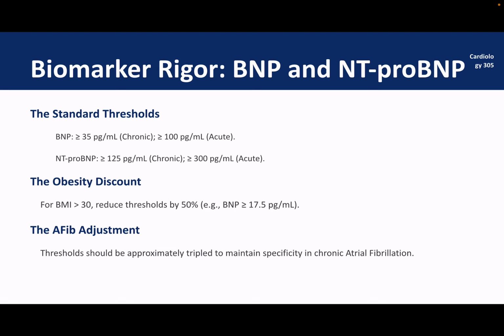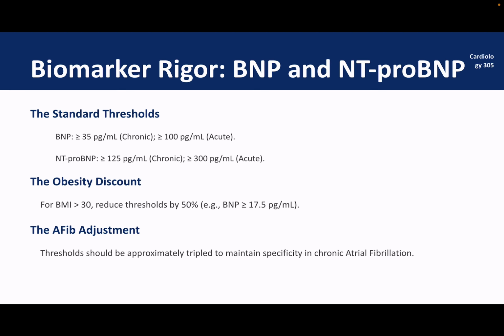The standard thresholds: a BNP greater than 100 in acute settings, greater than 35 for chronic, NT-proBNP greater than 300 acute and greater than 135 in chronic. But here's the nuance: obesity lowers these levels because adipose tissue clears natriuretic peptides faster. For BMI greater than 30, many experts lower the rule-out threshold roughly by 50% in practice, though exact cutoffs vary by study. Always interpret in context.